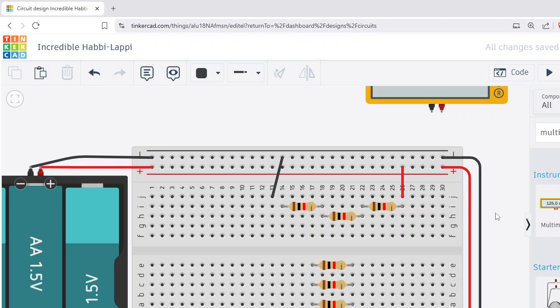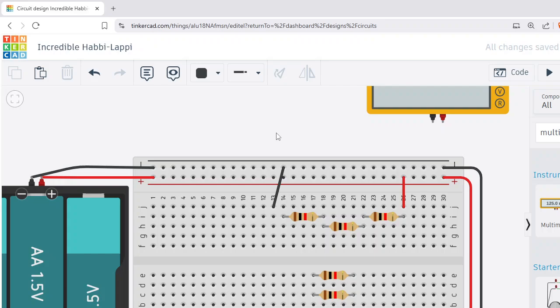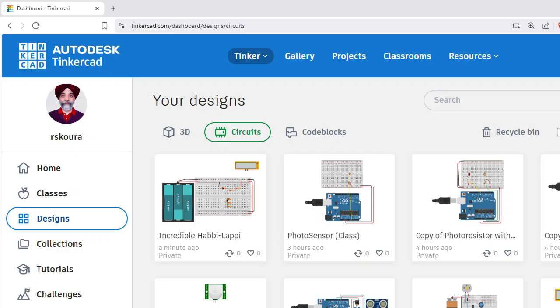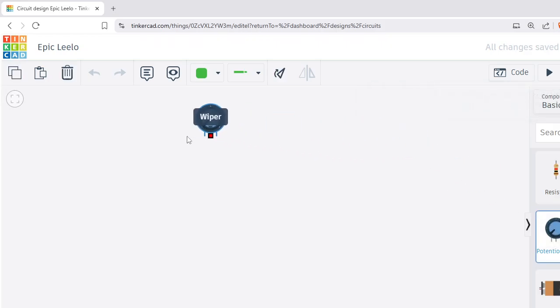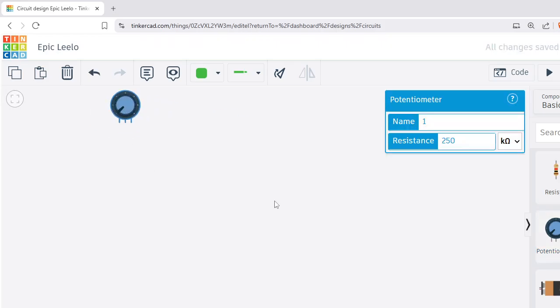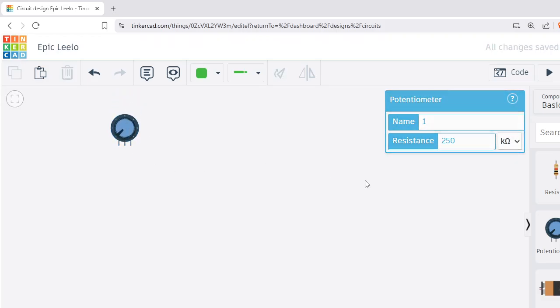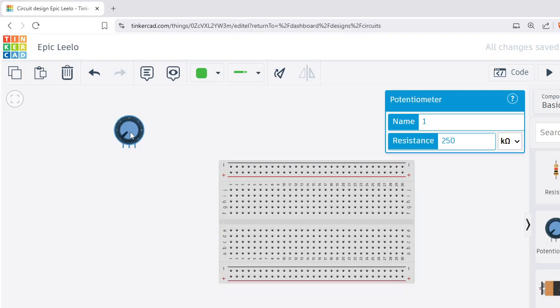Okay. All right. Okay. Now, what else do we do today? Potentiometer, yes. Potentiometer is the first thing that we need to actually work on. Let us have a breadboard here. Let us have a potentiometer here.